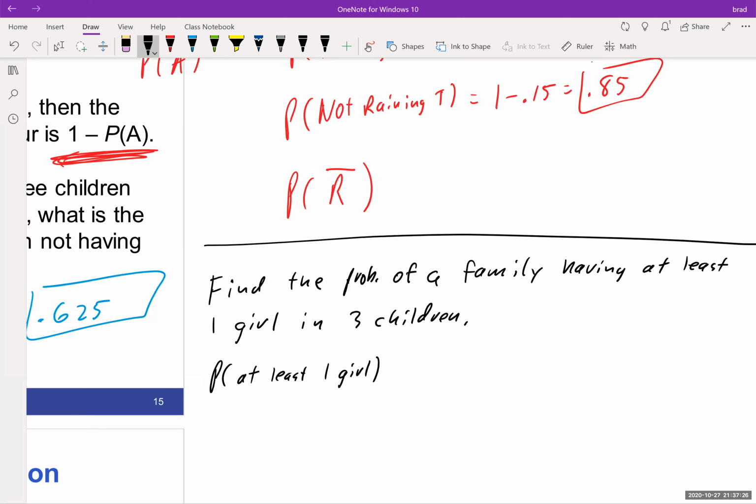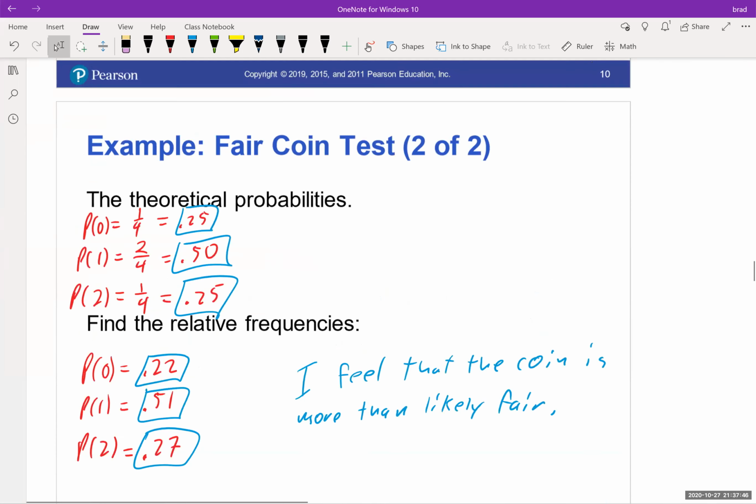Okay, so what we could do, and again, this is a little bit more complicated, okay, is we could think of all the situations in a family having 3 kids, all of the situations that have 1 girl or more. That's what at least means, right? 1 girl or more. Well, luckily for us, we have this chart that they gave us way up here, which makes it much nicer.